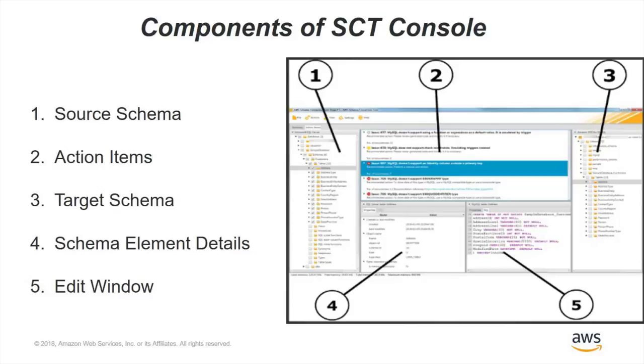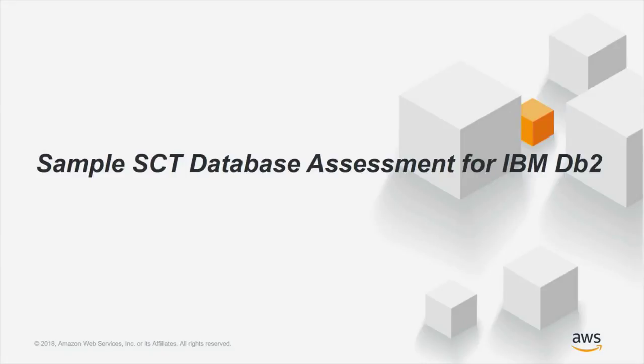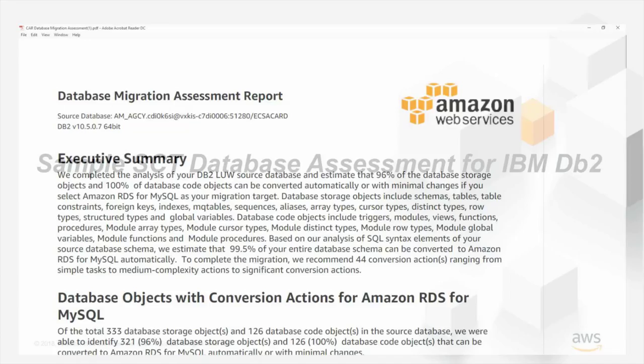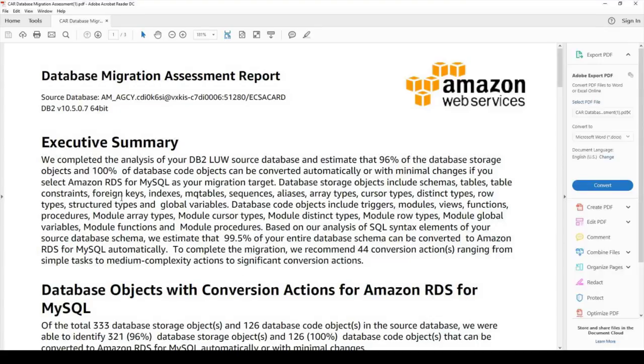So let's go through a sample schema conversion tool database assessment report for my existing IBM Db2 database. This is one of my test databases where I ran a schema conversion tool report, and I'm going to talk about the different aspects of this report, and how customers can use it to understand their current conversion rates with the schema conversion tool, and the compatibility with regards to the database engine that they have selected.